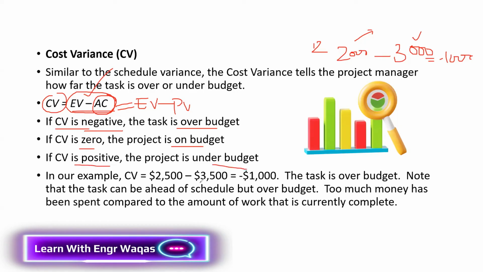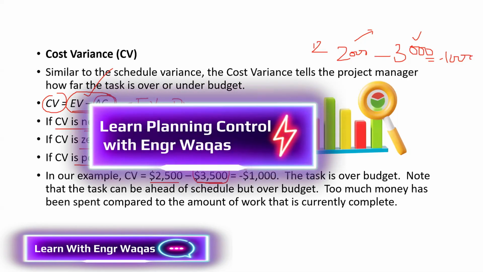Same way, in this one, 2,500 worth of work has been done. We are actually ahead of schedule. But something happened and we have this much money incurred. So minus 1,000 means this much over budget. The task is over budget. Note that a task can be ahead of schedule but over budget. Too much money has been spent compared to the amount of work. So these are actually analyses. You have to understand this formula. These formulas will be asked in job interviews and all that, and their trends are very important.